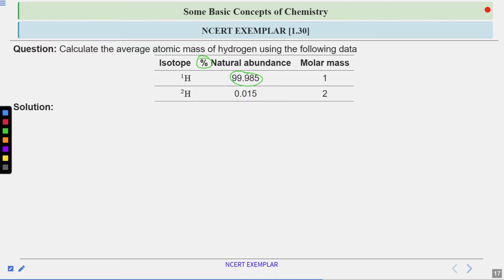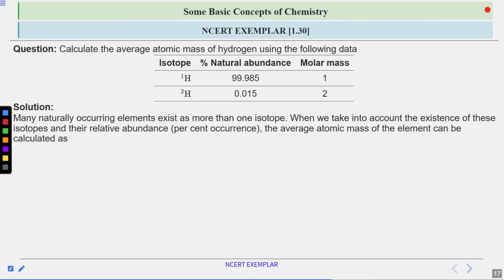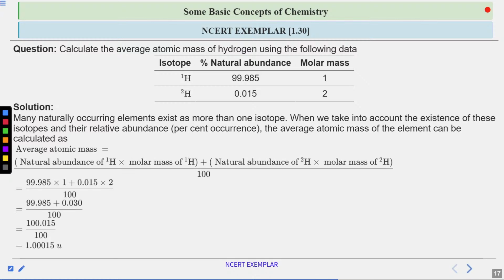Now, how we'll solve it? So yes, it's very easy. Just divide this thing by 100 to get the relative abundance. So this will be a formula accordingly. Now what I have done in the calculation is that I have directly divided the whole thing by 100. You can divide it separately also. Here I have divided the whole thing by 100. So natural abundance of this H1 multiplied by the molar mass plus the natural abundance of the deuterium multiplied by the molar mass. And why have I divided this thing by 100?